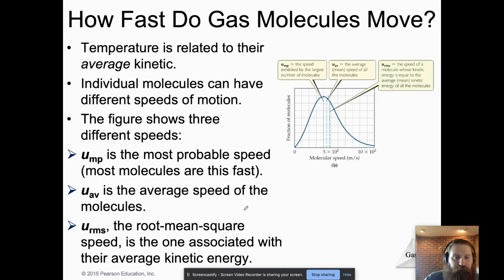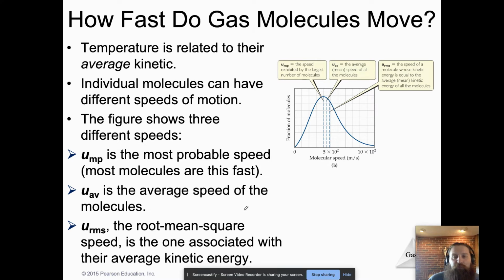Now, when we talk about how fast molecules move, we know that the temperature is related to their average kinetic energy, but the molecules themselves can have different speeds, right? So when those two atoms collide, and this one flies off really fast and the other one has slowed down, that's okay, that's normal. We use UMP, UAV, and URMS in order to describe these things.